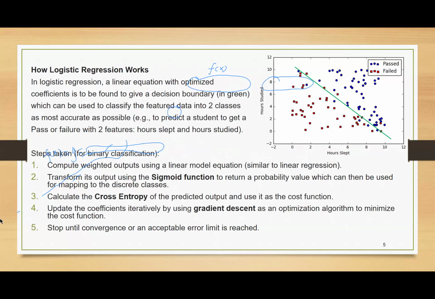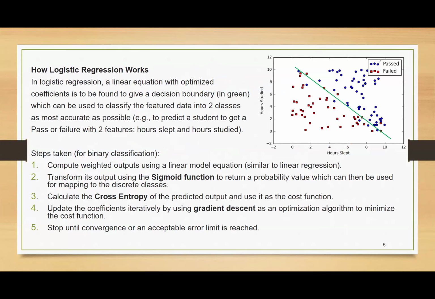Okay, then let's move on. Here we have an example. I'm just checking if the screen is sharing. Okay, so here we have an example.